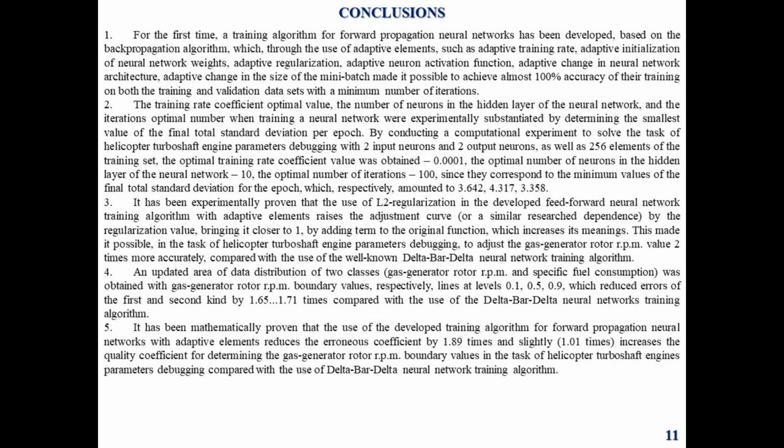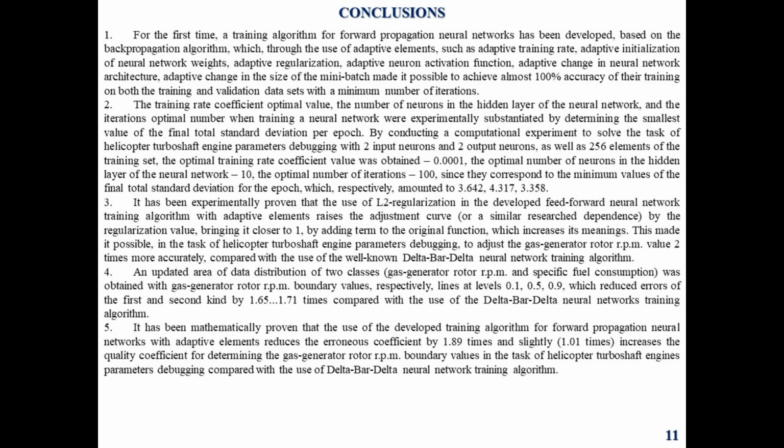The work carried out a comparative analysis of the solution to the task of helicopter turboshaft engine parameters debugging based on a feed-forward neural network with adaptive elements using both the training algorithm proposed in the work and the delta-bar-delta algorithm. The first and second type errors were calculated in obtaining the gas generator rotor RPM boundary values to achieve the required levels of specific fuel consumption.